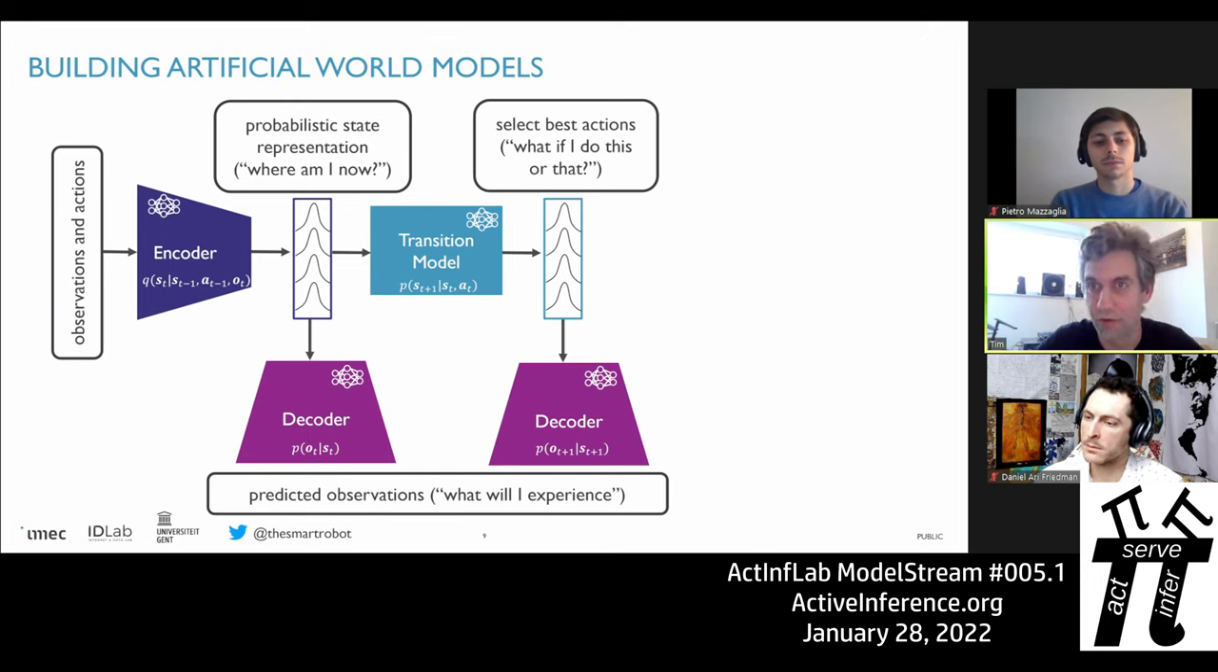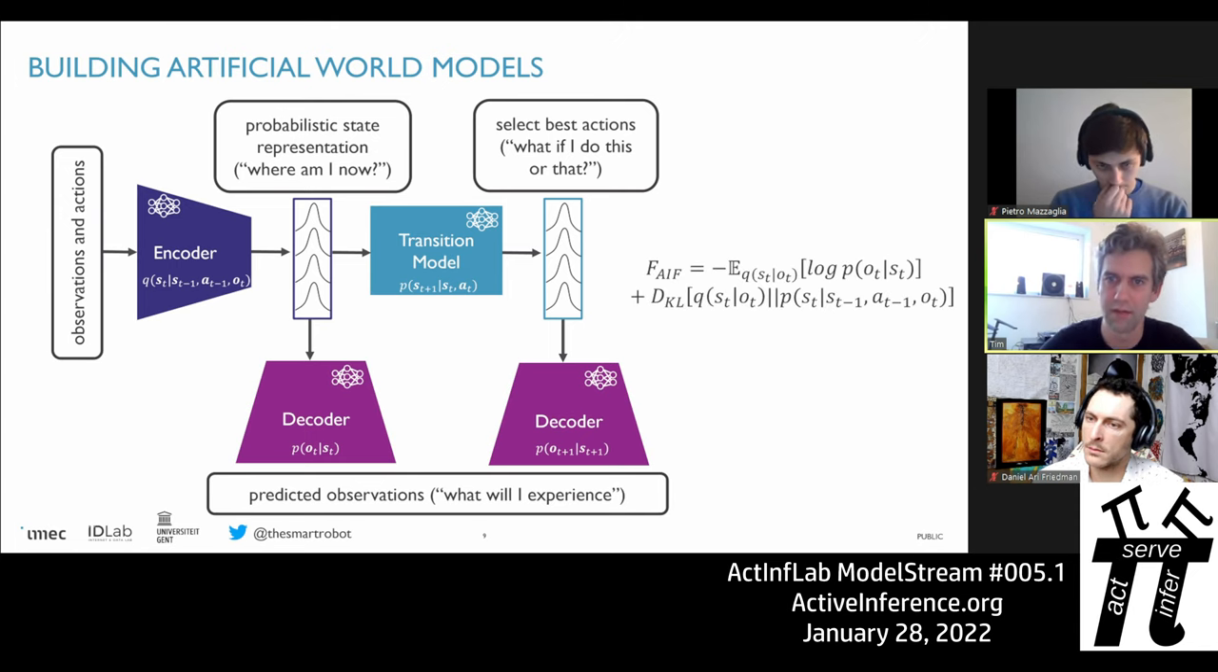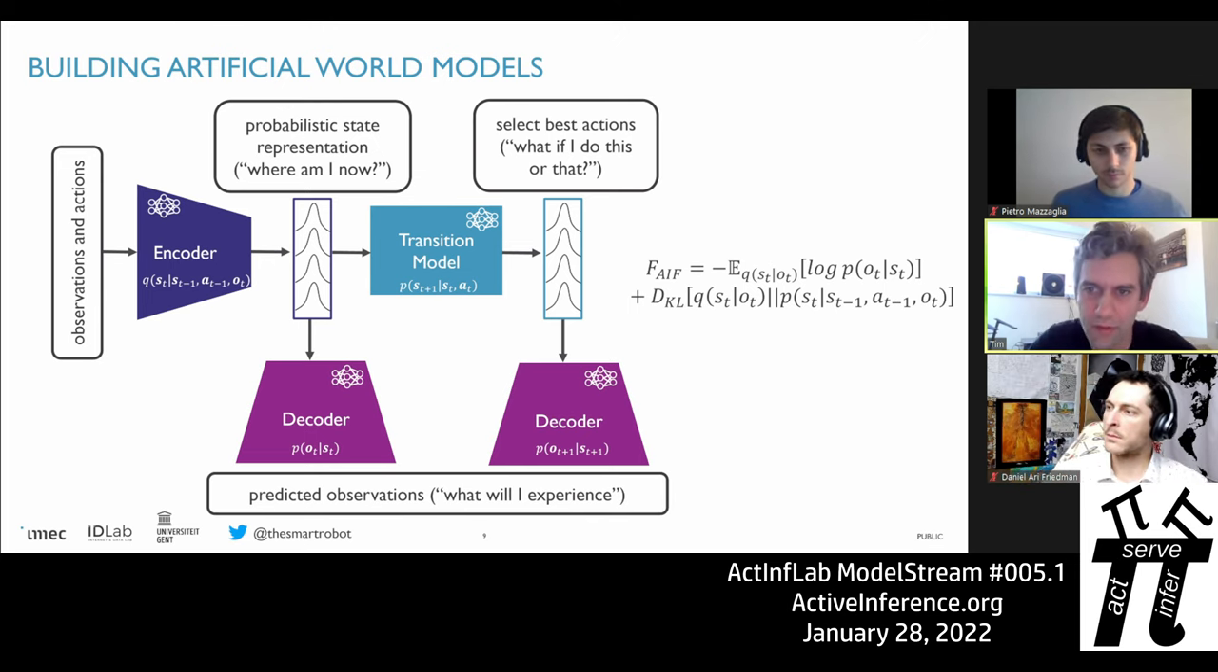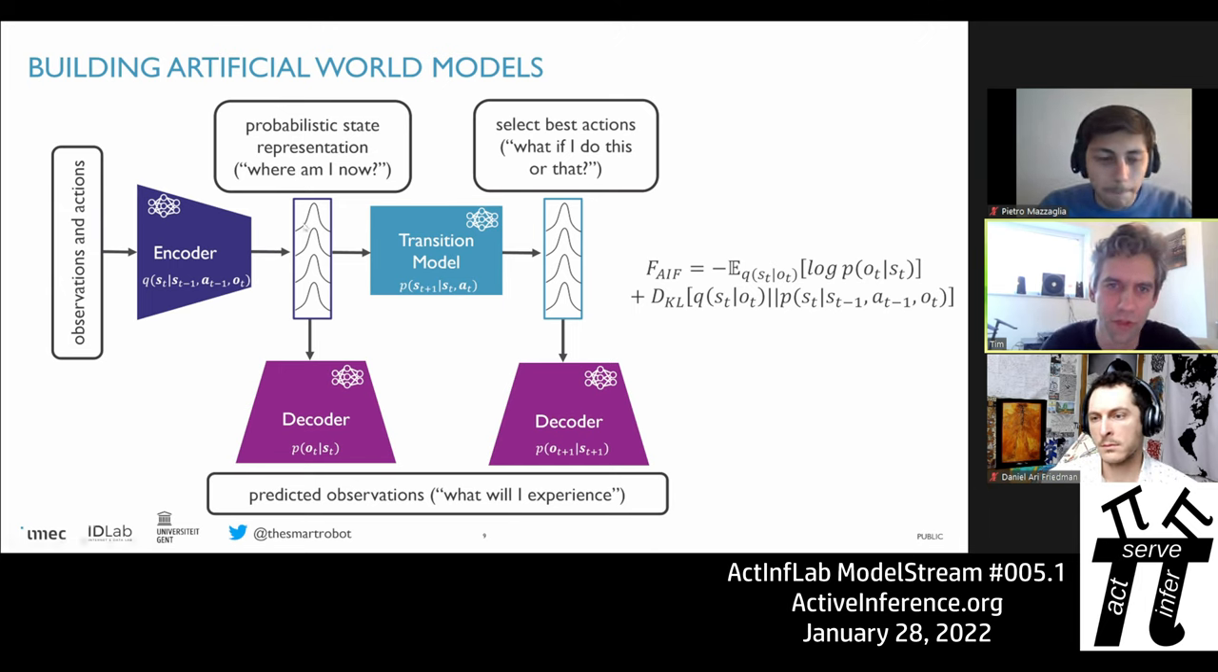And the goal is, of course, to have the best predictions possible. So if you look at the free energy formula again, you have this likelihood term, which basically just says, given the output of the decoder, so the generated image, I just want to have this close to the actual image that you then see. So it's just a reconstruction loss in terms of a neural net, let's say. And the second term is a KL divergence between the distribution that you generate from the encoder and the distribution that you generate from the transition model, basically.